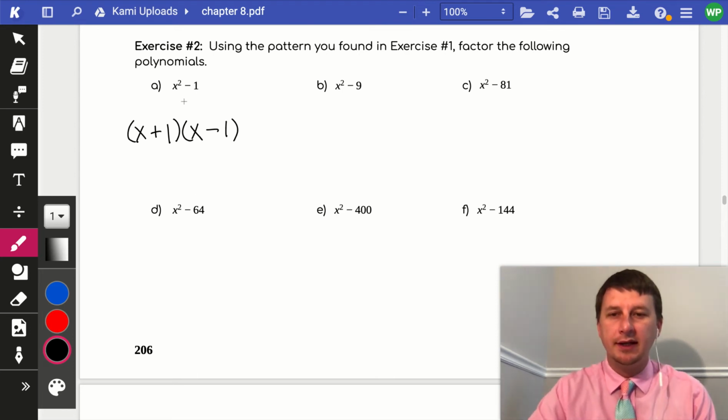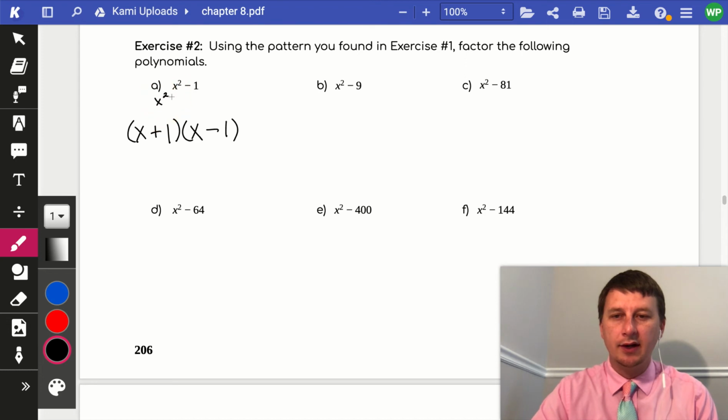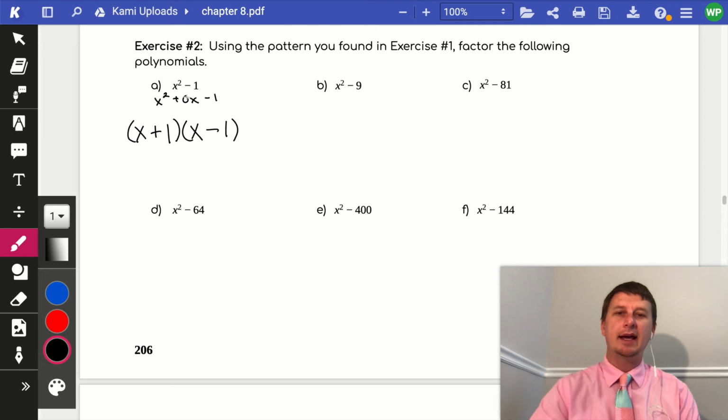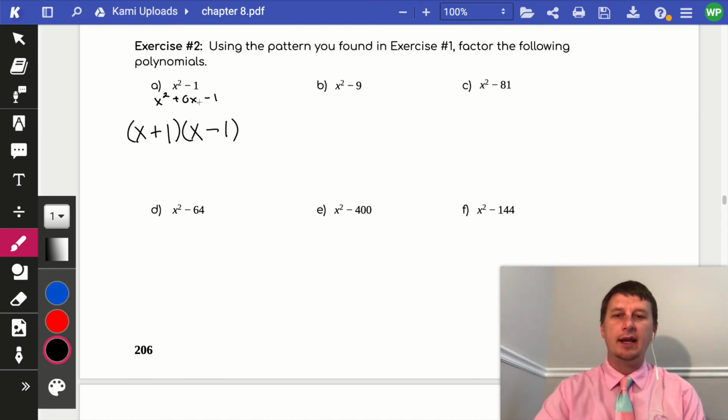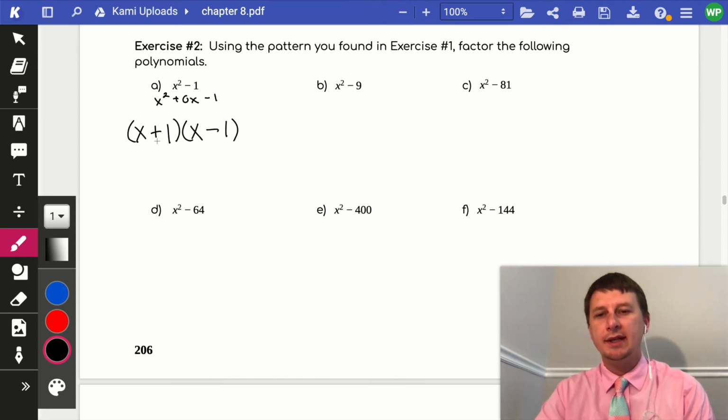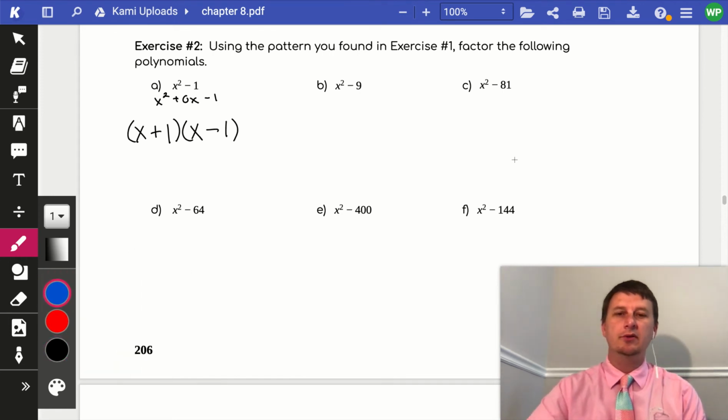Another way you could have looked at it is that this is actually x squared plus 0x minus 1, and using your factoring rules from the last lesson, you could say what two numbers multiply to negative 1 and add to 0, because there's no x term, so that's 0 for your x term. So what two numbers will multiply to negative 1 and add to 0? Well, 1 and negative 1, because 1 minus 1 will add to 0, and 1 times negative 1 will be negative 1. So whichever way is easier for you is the way you should use.